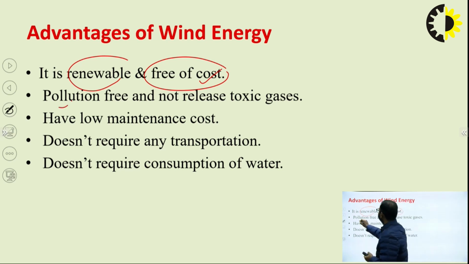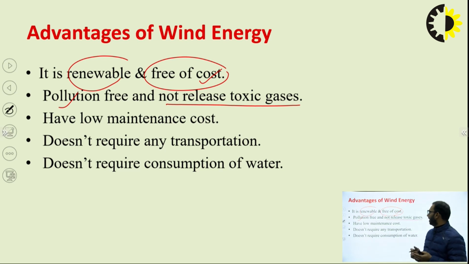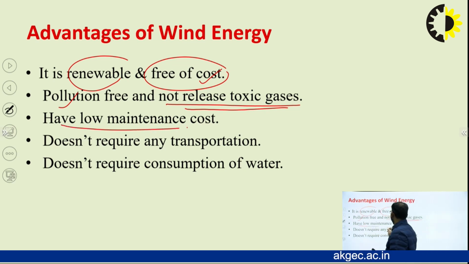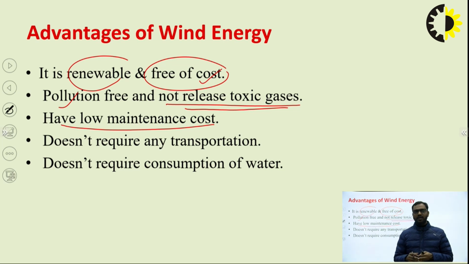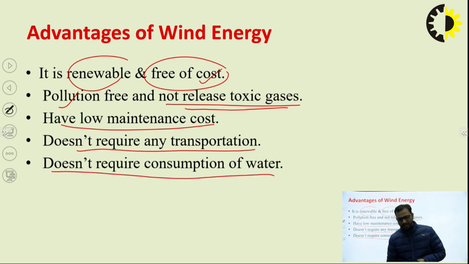Then pollution free and does not release toxic gases. So the second advantage is it is pollution free, that is, it is the best renewable energy resource from the environmental point of view, and does not release any toxic gases. It has low maintenance cost, meaning this type of wind turbine requires less maintenance cost and does not require any transportation also. Another advantage is it does not require consumption of water. In this type of turbine, there is no use of water.